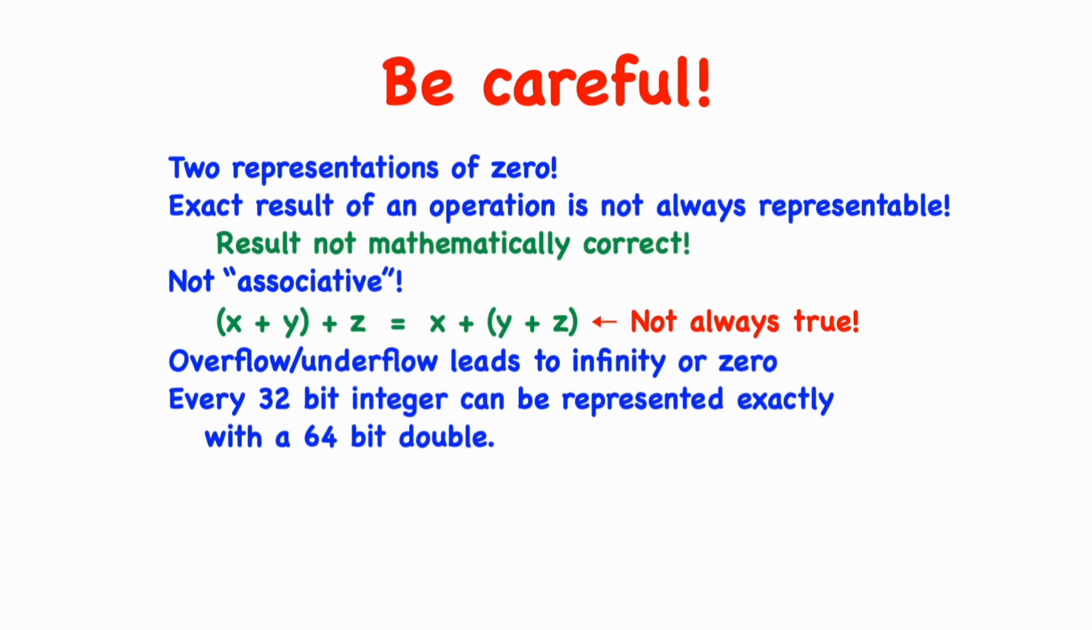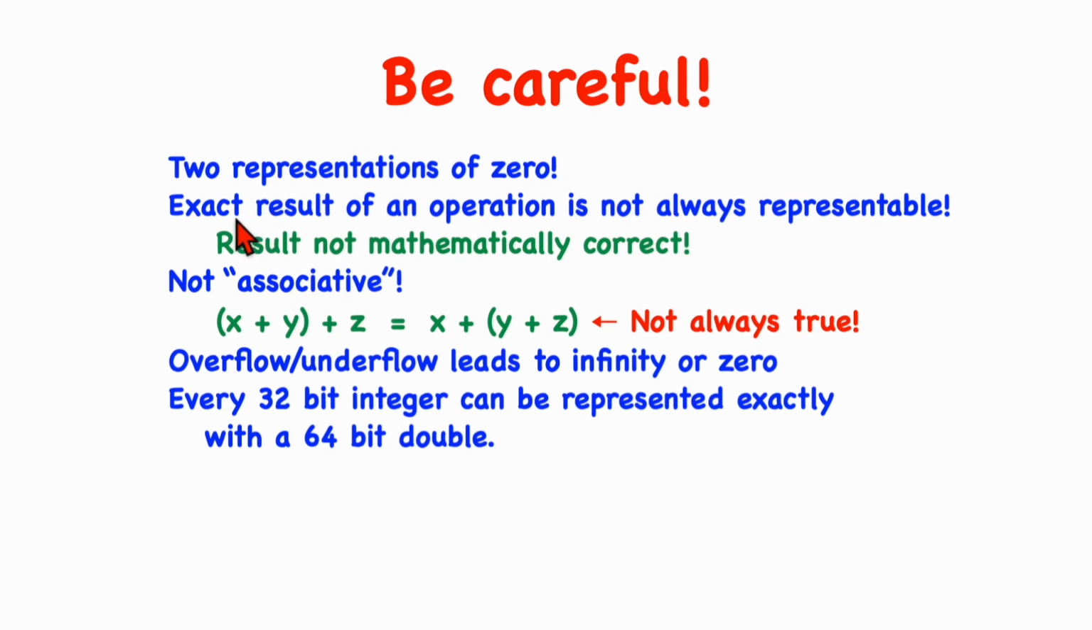So one thing that's sort of unusual is that we have two representations of 0. So you might think of these two representations of 0 as being infinitesimally close to 0, either on the positive side or the negative side. But just be aware that we have two representations of 0. So what does it mean for equality?